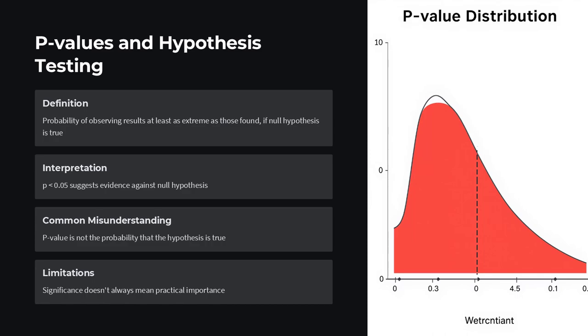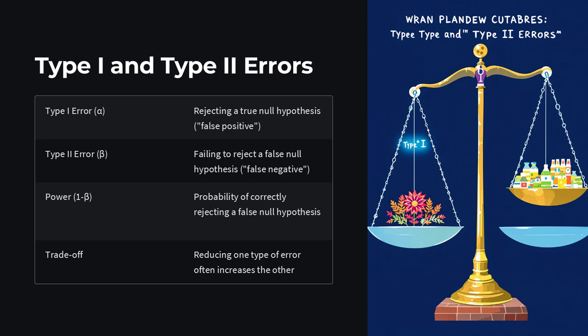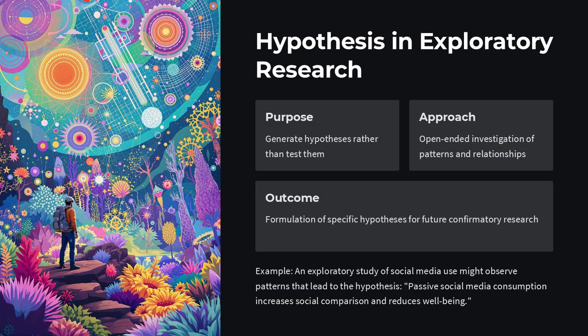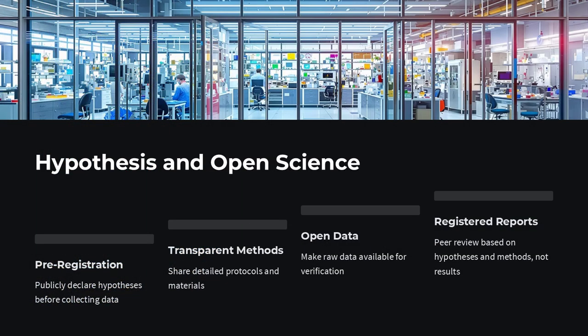A vague hypothesis might say, people feel worse when they use social media too much. A strong one would say, participants who spend more than 3 hours per day on social media will score higher on a standardized anxiety scale than those who spend less than 1 hour per day. Good hypotheses are specific, measurable, and falsifiable, meaning you could design an experiment to prove them wrong.